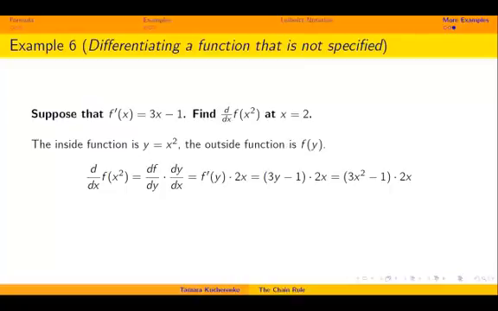Now we just need to plug in x equals 2 and get 3 times 2 squared minus 1 times 2 times 2, which is 44. This is the end of our lecture.